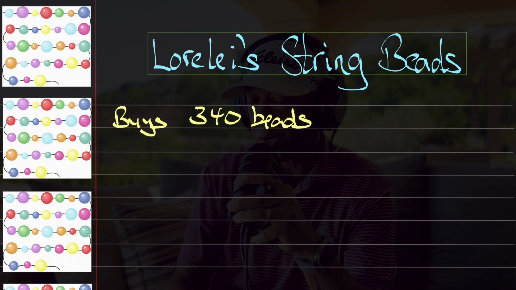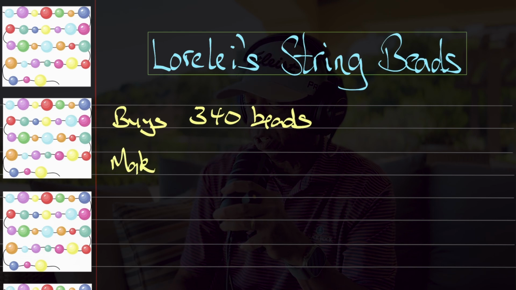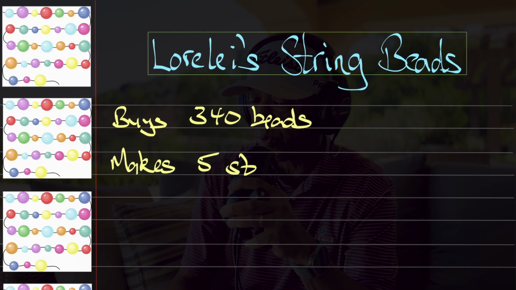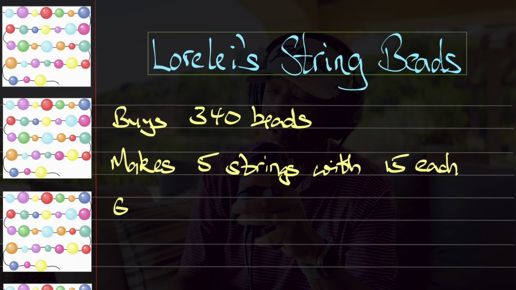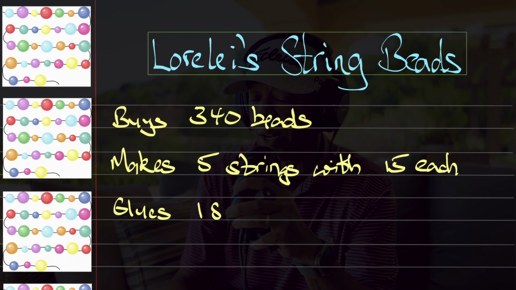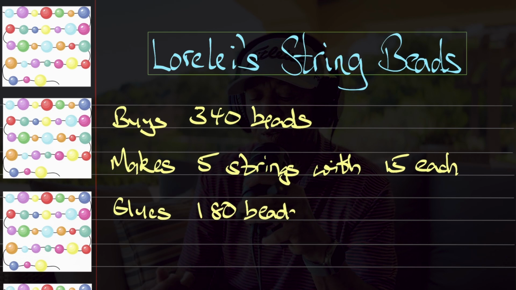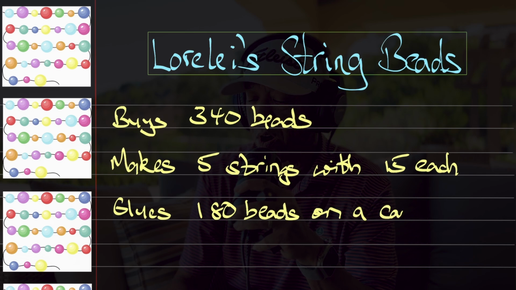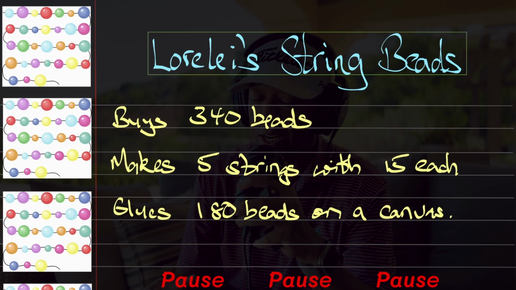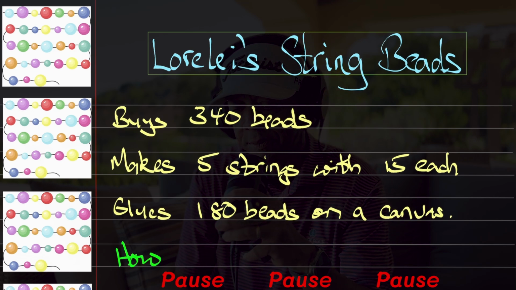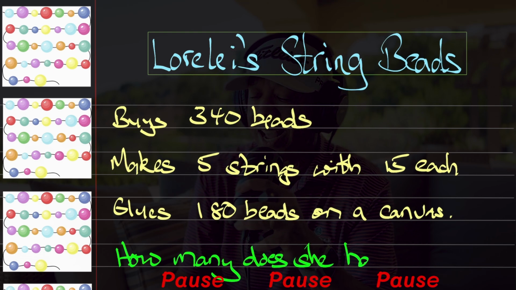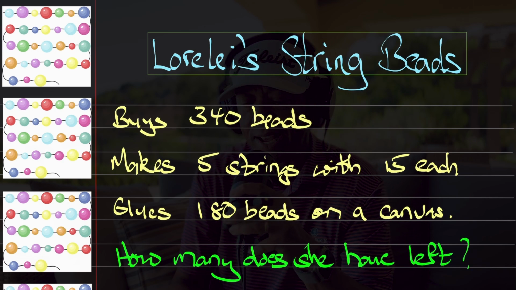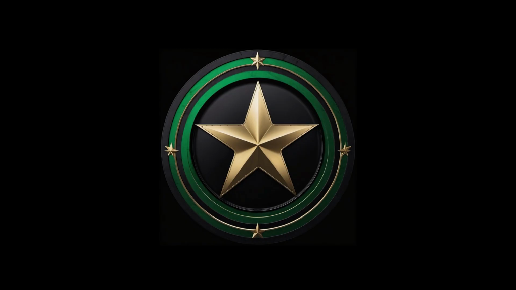This one you're going to work out on your own. It's a different situation. She's got 340 beads. She makes 5 strings of 15 in each string, and then she uses 180 beads on the canvas. So once you've got those numbers straight, pause the video, work it out, and then come back and see if your answer is correct. The question, like before, that we want to find out is, how many beads does she have left? Good luck.